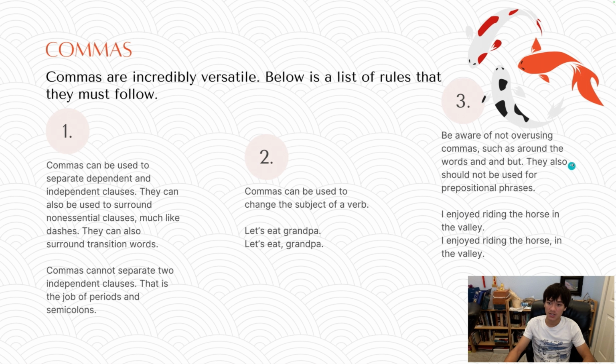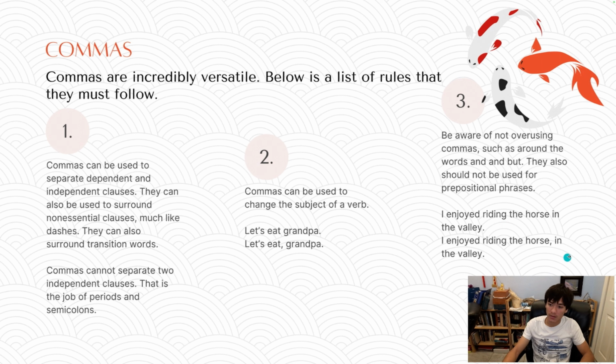And this is our example of actually when you should not use a comma in a prepositional phrase like this. I enjoyed riding the horse in the valley is the correct one, okay? But I enjoyed riding the horse, comma, in the valley, it's not the same. It changes the meaning, just like this, but it's just a little bit more subtle, okay? But you enjoyed riding the horse, which was in the valley.